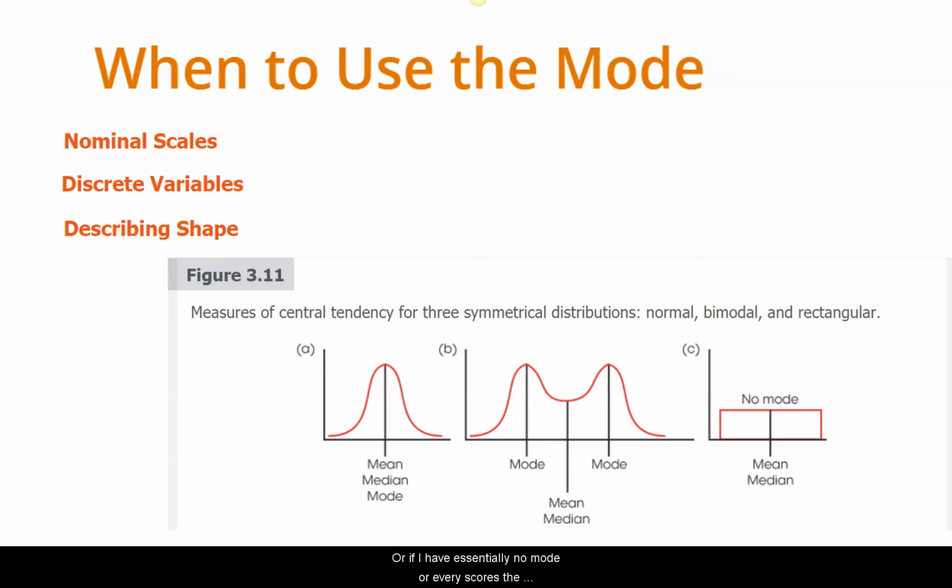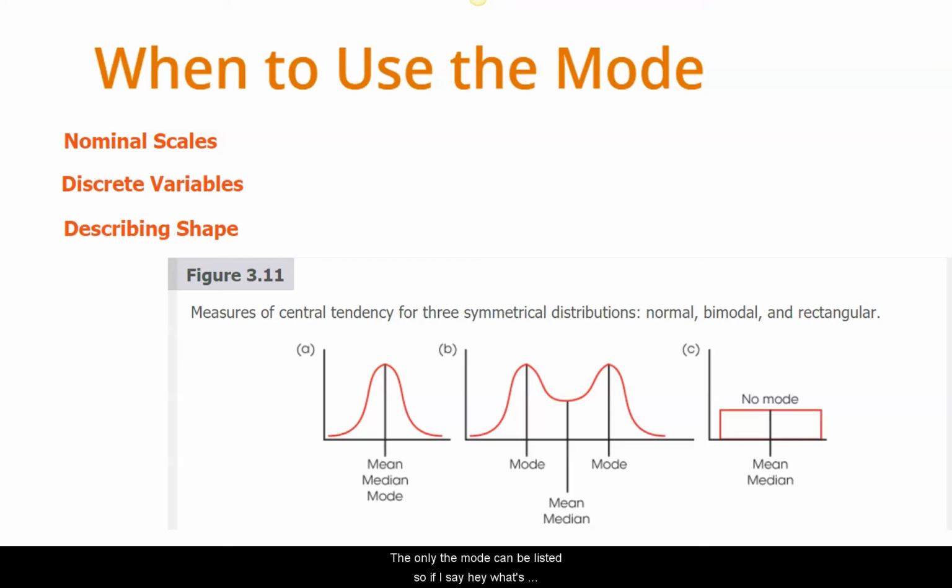Or if I have essentially no mode, or every score is the mode, if it's a completely flat distribution. So if I asked a group of 5 people how many children they have, and 5 people gave 5 different answers, 0, 1, 2, 4, and 5, in that case, I would have to basically describe it as there being no mode, since there was no clear winner.